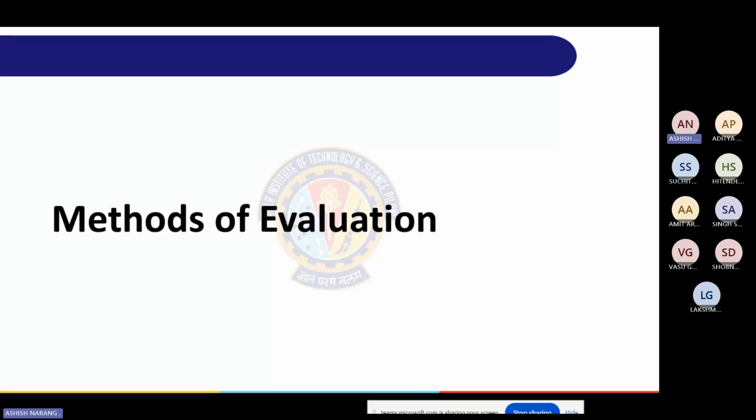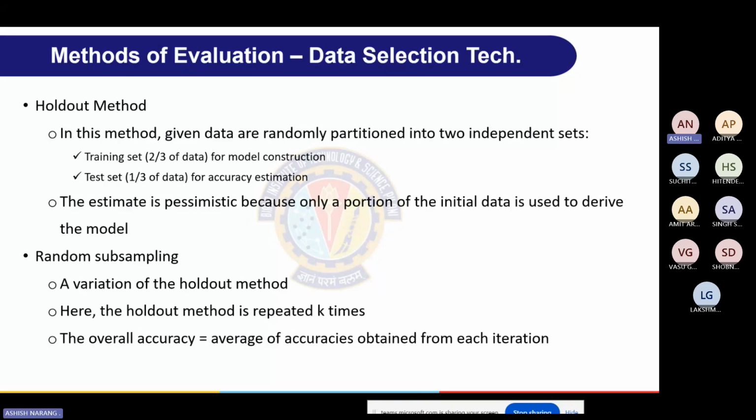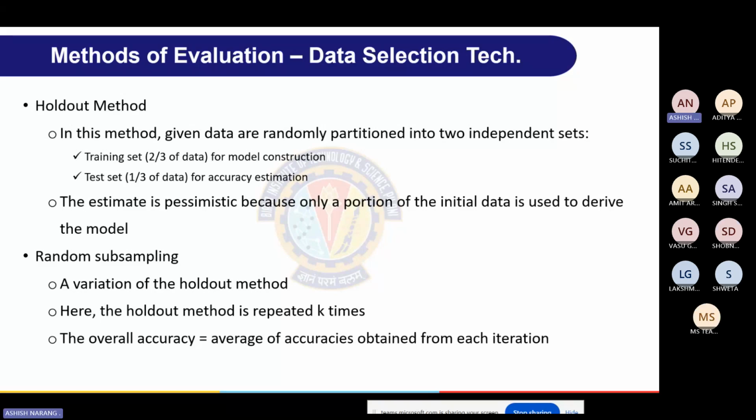But now the question arises: how do I select the data, right? One method is the holdout method. So there are systematic ways of testing the model on unseen data, to check how it will perform in real-world situations. One is the holdout method, which we have been talking about, right?